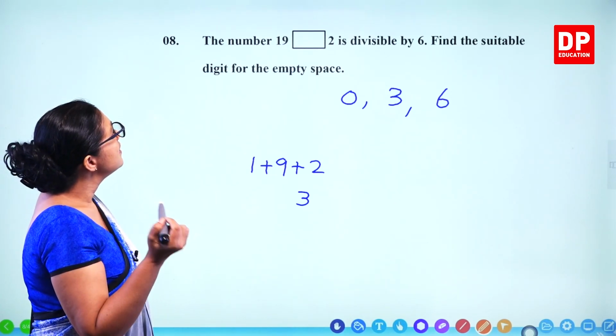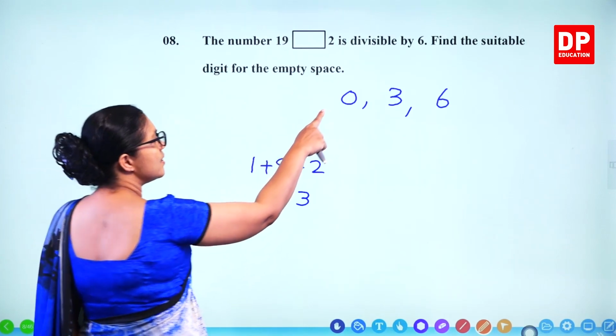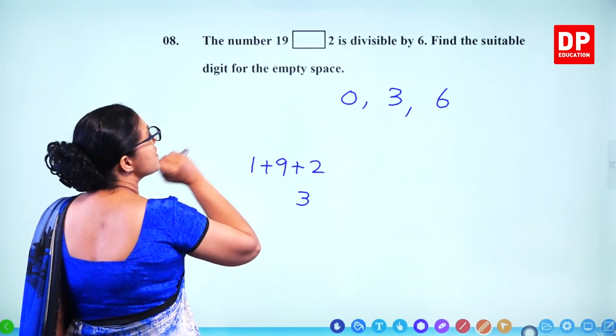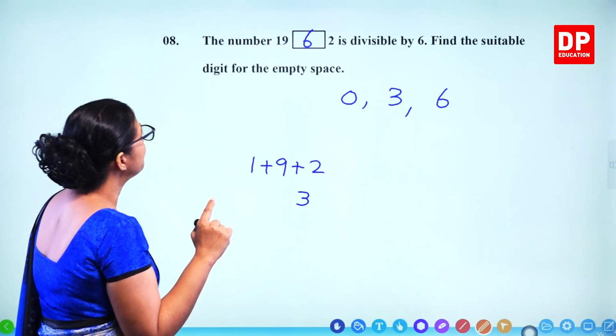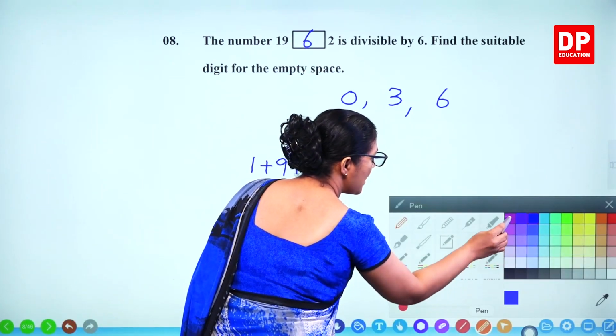So what are the digits? You can write any number from this. So I'll write 6. You can put any number. So you get 2 marks for that.